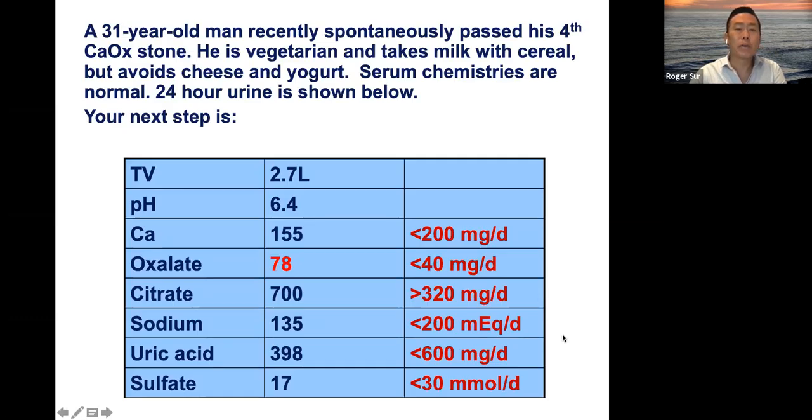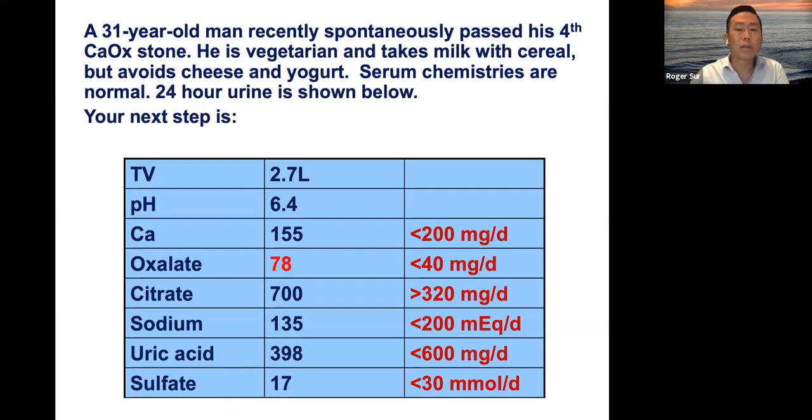Here's another example, a young man, 31 years old, who has passed his fourth calcium oxalate stone. He says he's a vegetarian. He takes milk with cereal, so he's got some dairy, some calcium in his diet, but he avoids all cheese and yogurt. So maybe that's a warning that he may be deficient in calcium.